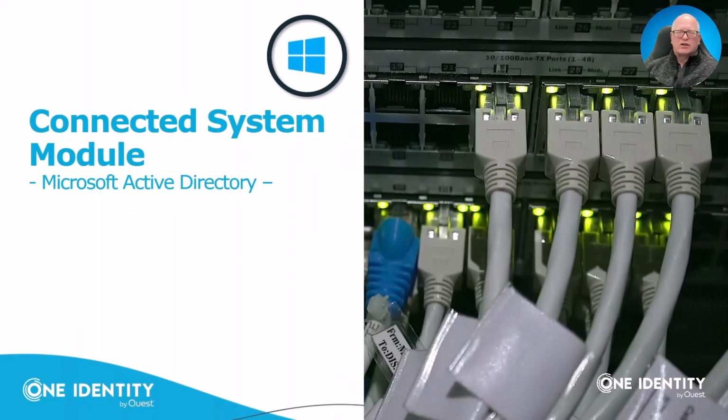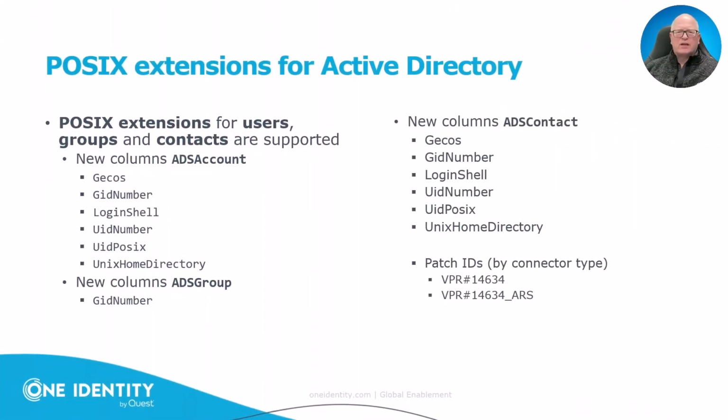Now let's talk about non-cloud systems. The first and of course famous one is Microsoft Active Directory. If we look into Microsoft Active Directory, I like to say the big change this time is to support POSIX extensions. That means Unix properties, or properties used to allow connecting Active Directory with Unix accounts.